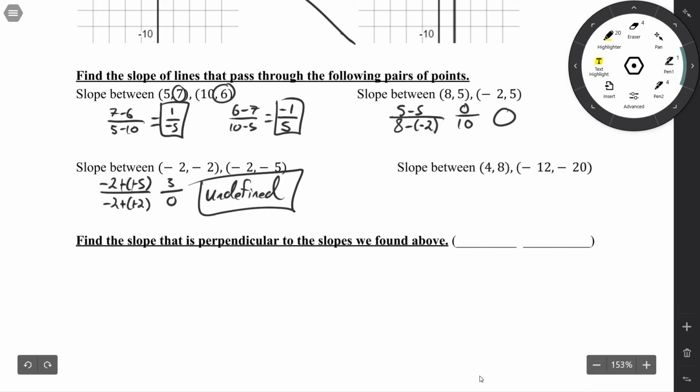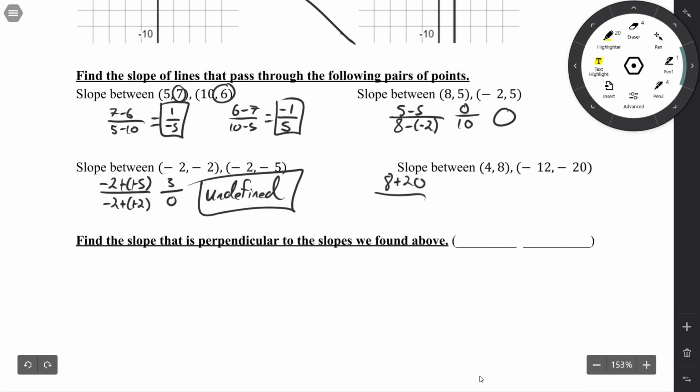Let's see, slope between 4, 8 and negative 12, negative 20. So we're dealing with bigger numbers here. Part of me suspects that we'll be able to reduce this down, which you should when you can. So let's see. Change of y, we'll start with 8 minus negative 20. And if you realize that while you're writing it out, you can just go plus 20. It is very much up to you.